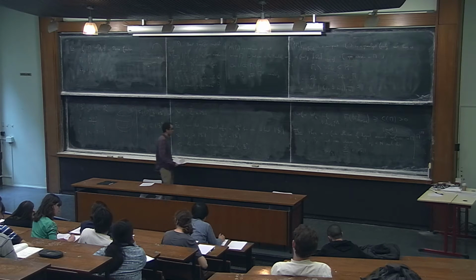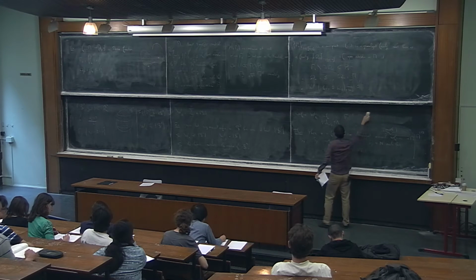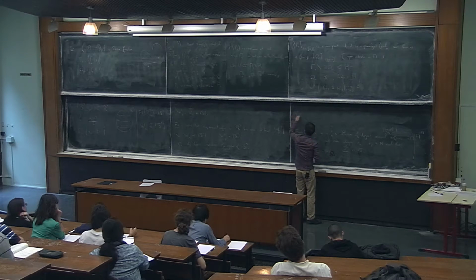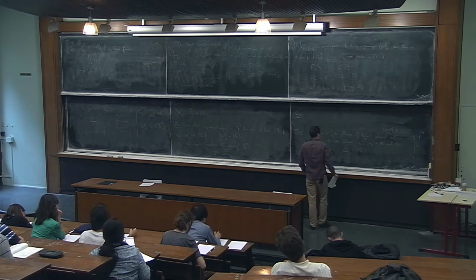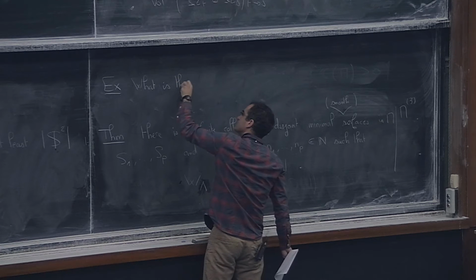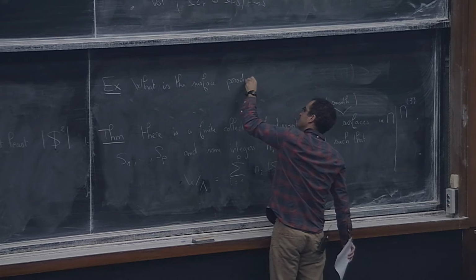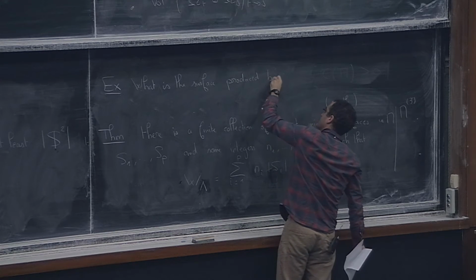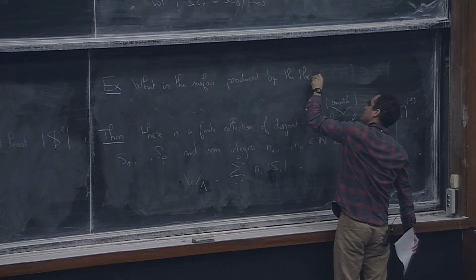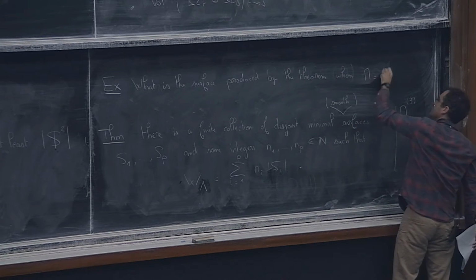As another example, an exercise. What is the surface produced by the theorem when M is RP3?